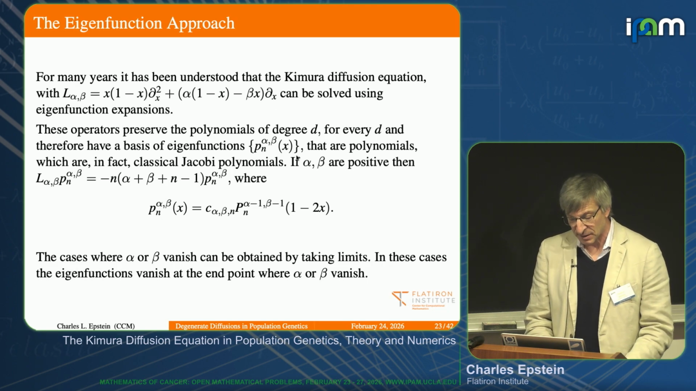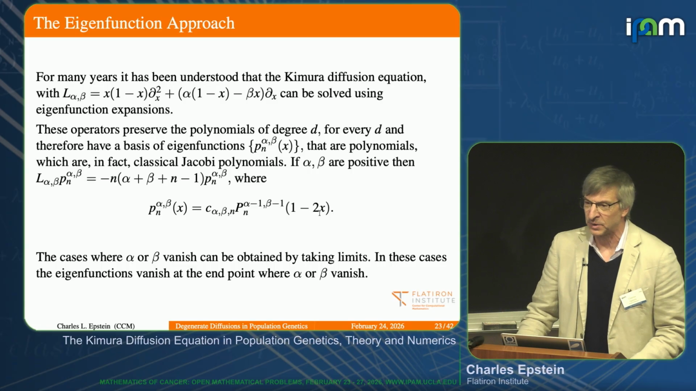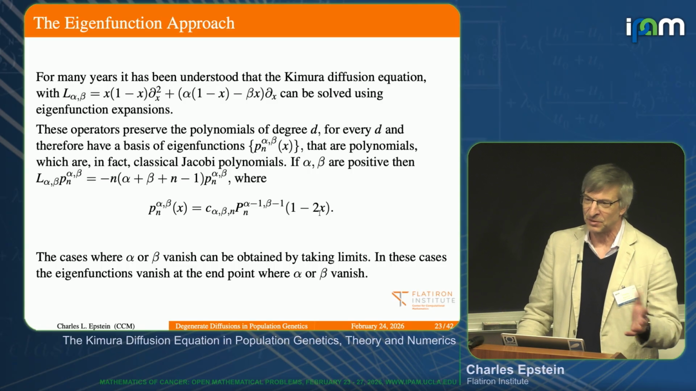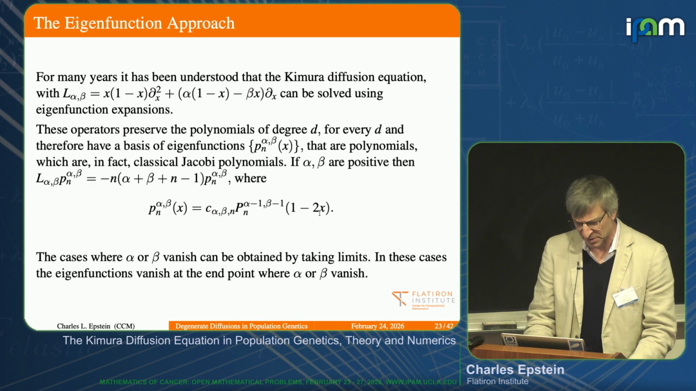And in fact, they are. And the polynomials are classical, what are called Jacobi polynomials. So this is the eigenvalue equation. Those are the eigenvalues, minus n(alpha plus beta plus n minus 1) times the P_n^{alpha,beta}. And P_n^{alpha,beta} is some constant times this classical Jacobi polynomial, P_n^{alpha minus 1, beta minus 1}, evaluated at 1 minus 2x. So the Jacobi polynomials are normalized usually to be defined on [minus 1, 1], and we're working on [0, 1]. So that's how you have to scale the variables.